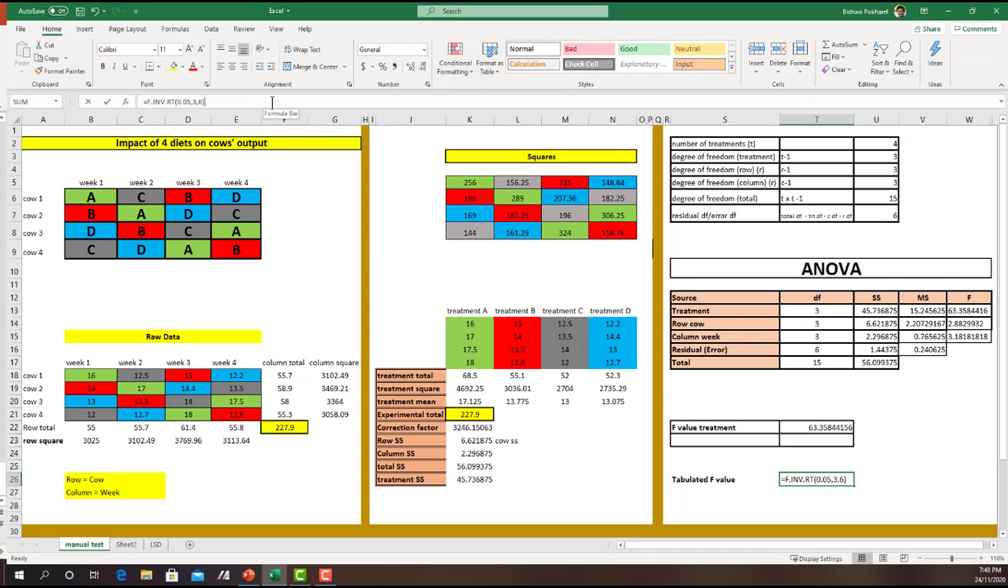To calculate the tabulated F value, you can use this. At 95%, at p value 0.05, with the numerator degrees of freedom and denominator degrees of freedom. The numerator is treatment and the denominator is error, which gives 4.57. As you can see here, the F value for treatment is greater than the tabulated F value. So 63 is greater than 4.57. That means there must be a difference between treatments. But there are 4 treatments, so we don't know which treatment is different from which. And I'll show you how to do that in SAS.